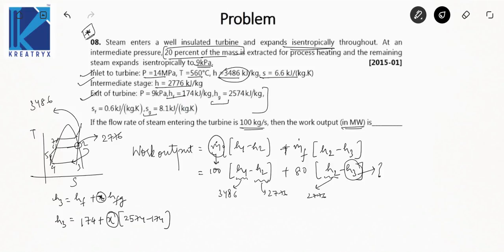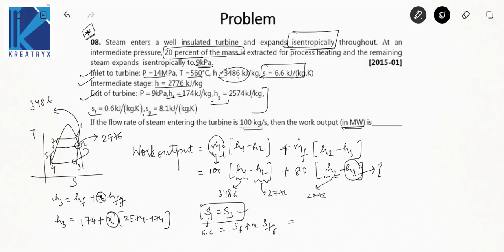How can we find dryness fraction? This steam expands isentropically, so S1 is equal to S3. This is correct. And do I know S1? Yes, I know S1. Inlet to the turbine specific entropy is 6.6 kilojoule per kilogram Kelvin. So S1 can be written as 6.6. Whereas S3, do you know S3? No, you don't know S3, but you have been given with SF and SG. Great. So S3 can be written as SF plus X SFG.